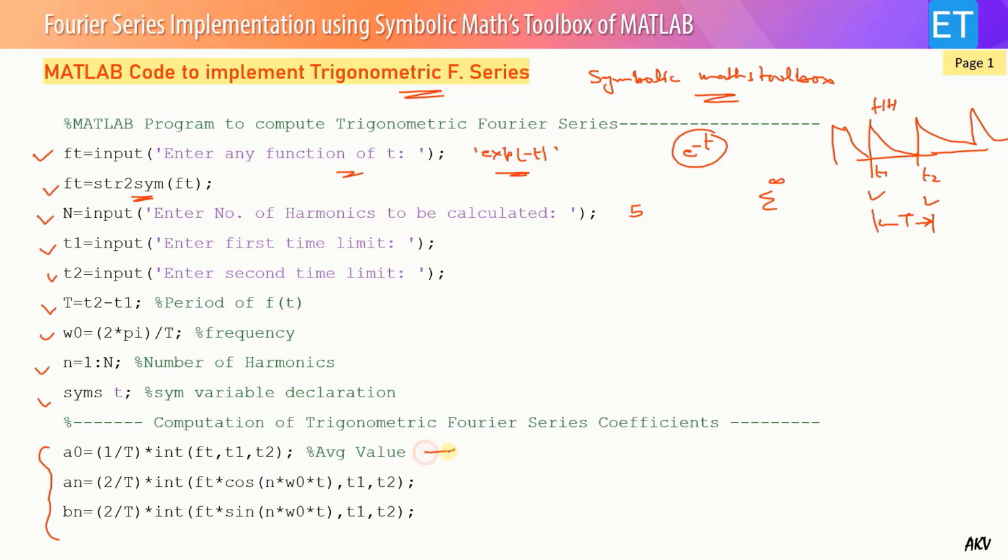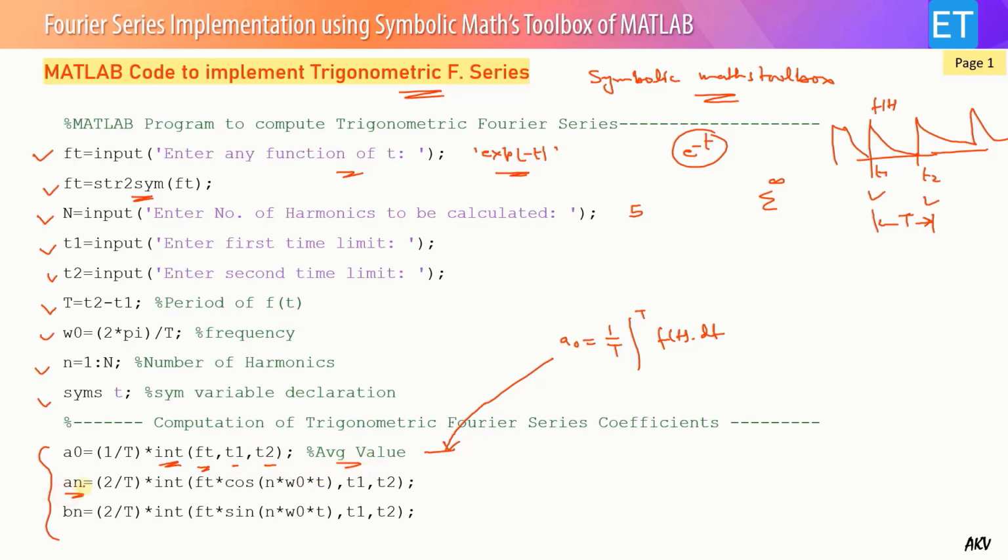So the first integration, if you remember in the trigonometric Fourier series, that was a naught equal to 1 by T, integration over one time period of ft dt. So this integration is expressed here: 1 upon T times int, which is integration in the Symbolic Maths Toolbox. This is your function ft from t1 to t2, these are the integration limits, and that is obviously calculating the average value of your function.